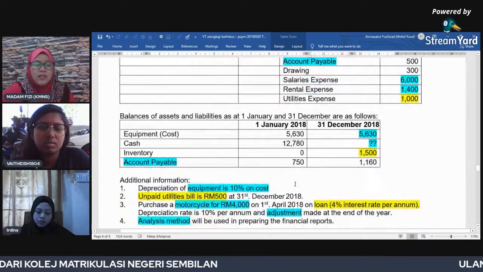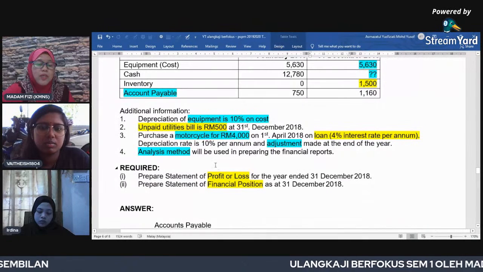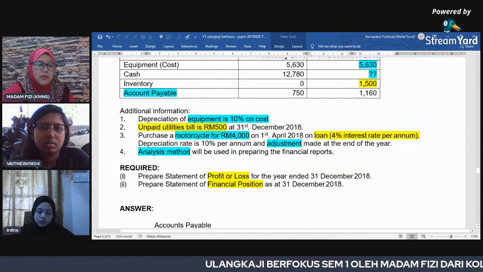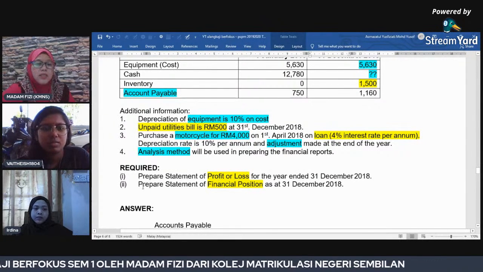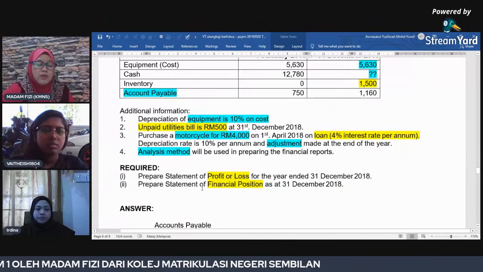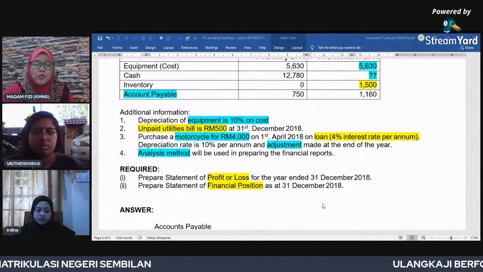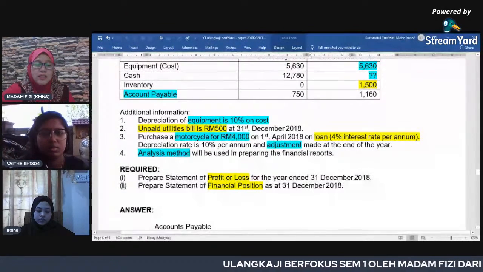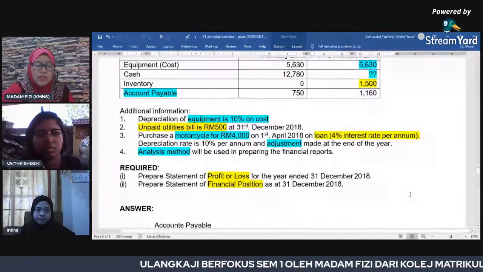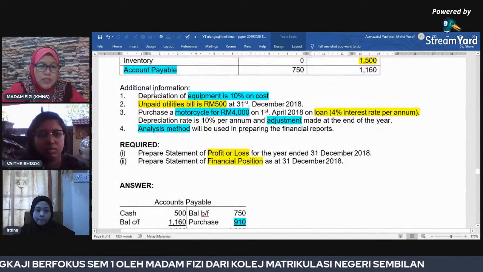Okay, now we look at the additional information. Okay, before we go further, you look at the requirement first. Okay, for first Roman, the question asks you to prepare statement of profit or loss. And secondly is to prepare statement of financial position. Okay, so that you have to find out all the hidden accounts. Yeah. Okay. We go to additional information first.